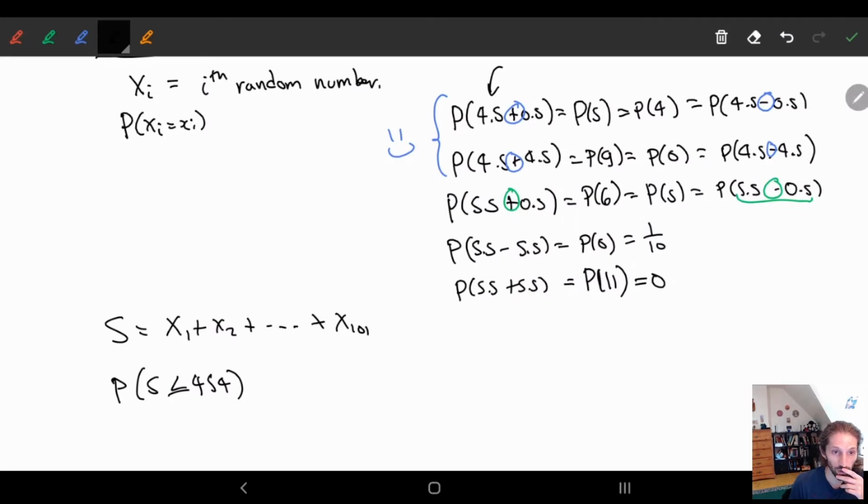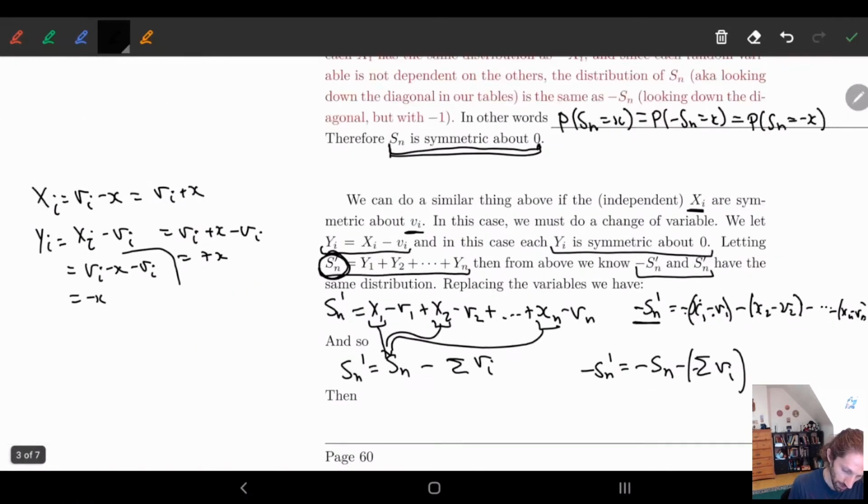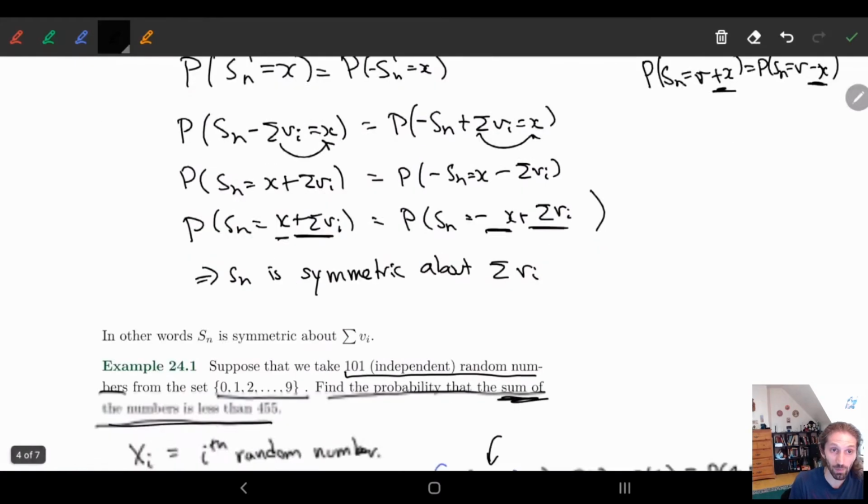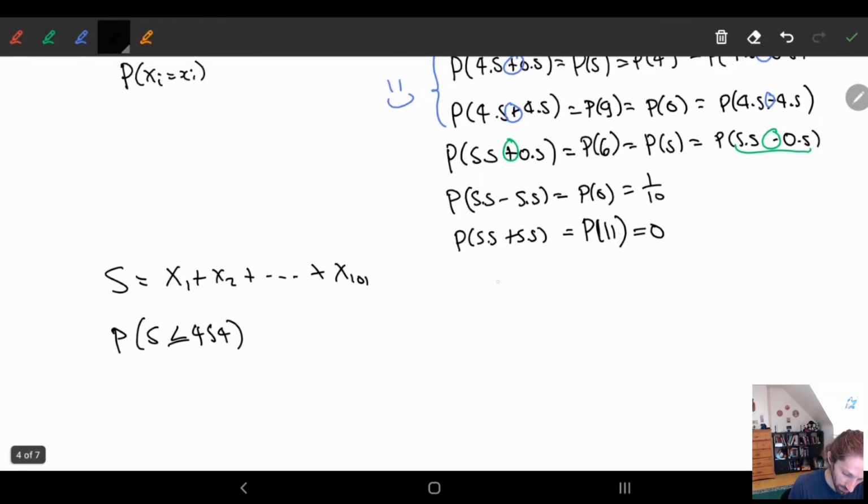Okay, so remember now we can do our little symmetry game, right? So let's play our game. What is S symmetric about? If we look at beforehand, if we have Xi symmetric about vi, then Sn is symmetric about the sum of the vi's. So I need to sum up all of the vi's. This is just the sum of 4.5 from i equals 1 to 101. If you think about this, it's just 101 times 4.5, and if I do this, I get 454.5.